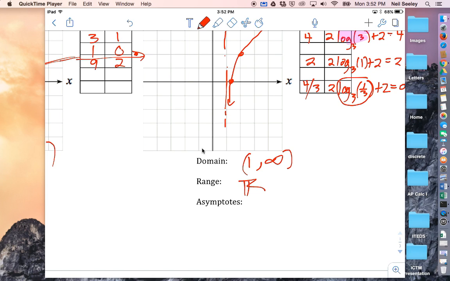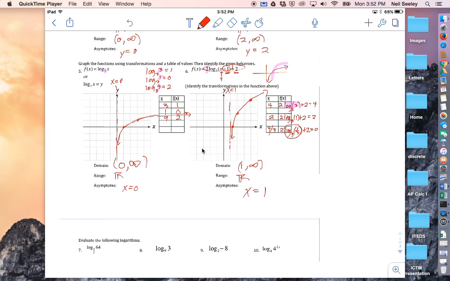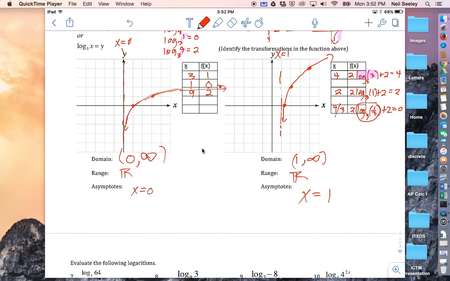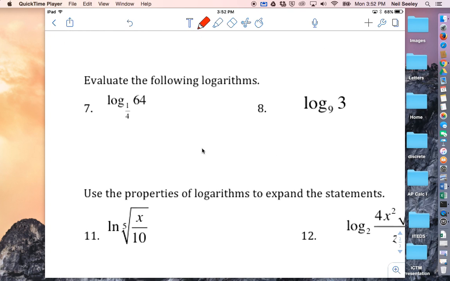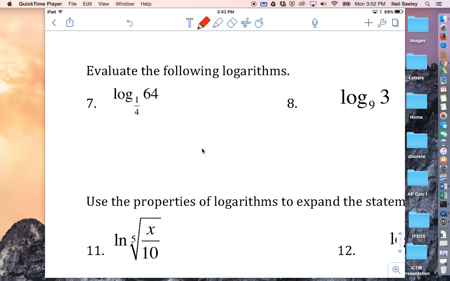Ad infinitum. In asymptotes, x equals 1 is the vertical asymptote. Done deal. So now to the back page. Let's flip it over. Let's talk about evaluating these logs, and I'll just walk through them all kind of quickly. Again, just pause and take a deep breath. Play it again if you need to.